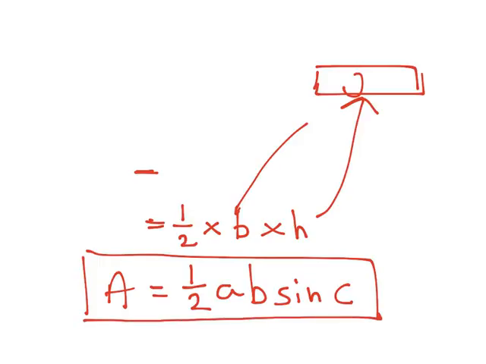What we need to be aware of is, to use it, we need to know two sides and the angle in between them. Two sides and the angle in between, and we can use this formula for the area of a triangle.